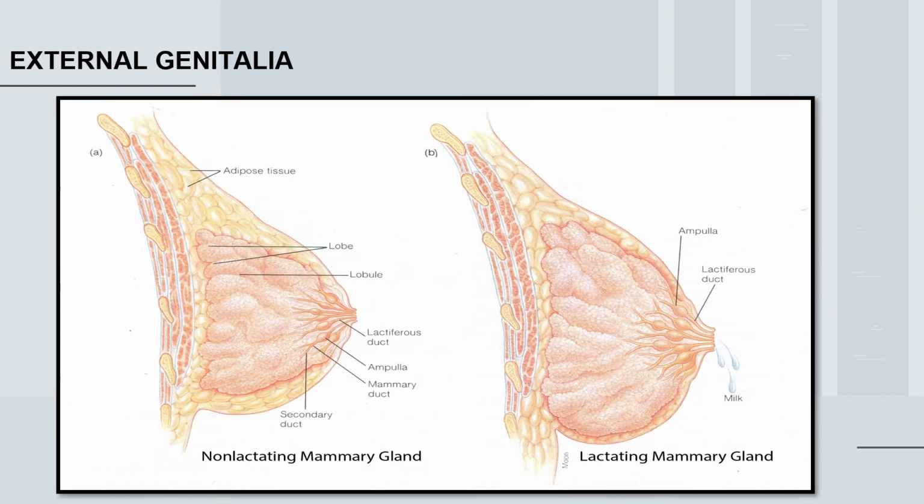Then the part with respect to the external female genitalia is the mammary gland. Mammary glands are actually a pair of glands situated in the pectoral region on the ventral thoracic wall. So mammary glands are located in the chest or thoracic region of a female, mainly in the pectoral region.